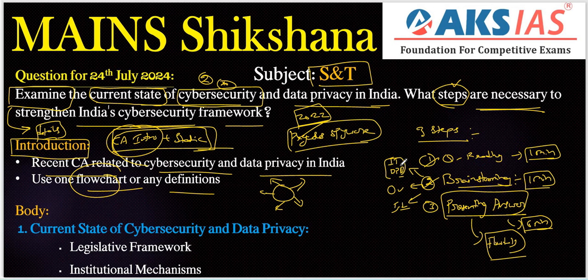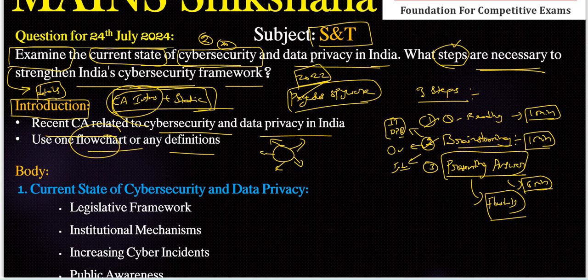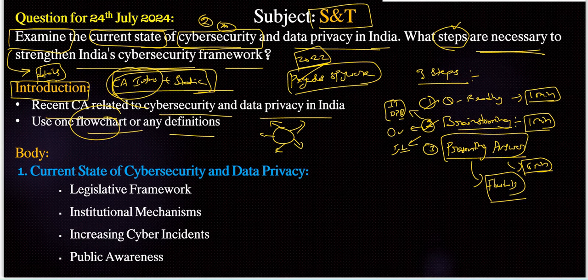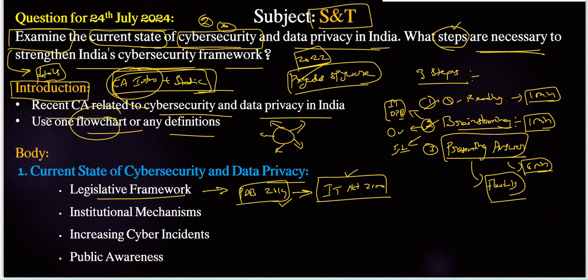In the body part, we need to focus on our important keywords here, right? Current state of cyber security and data privacy. First important thing is the legislative framework. What are the important legislative frameworks in India? Personal Data Protection Bill, we have already discussed in the brainstorming session, right? We have recalled that. Personal Data Protection Bill 2019 was started, but recently it has been amended also, right? And in the absence of this recent act, we have some provisions in the IT Act 2000, right? All these important laws or acts, like keywords, need to be shown to our examiner. That is the important factor here.